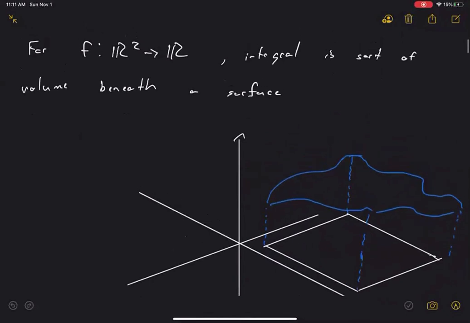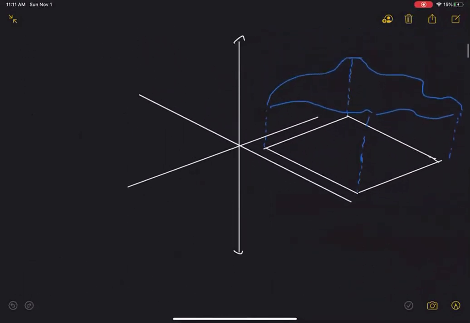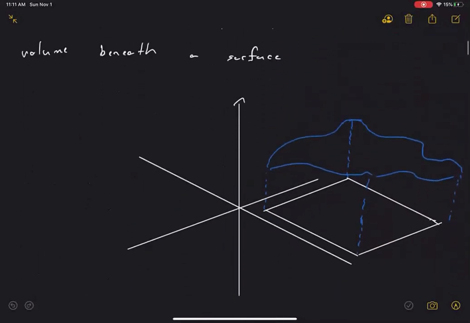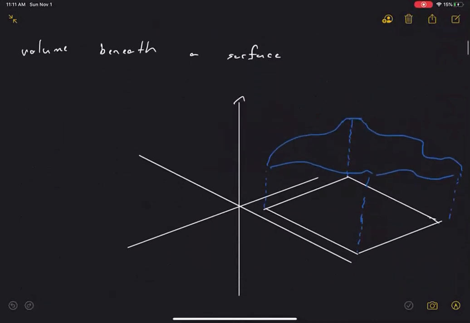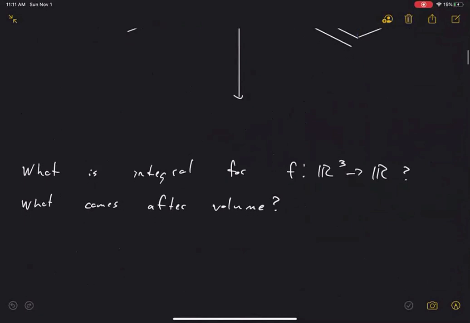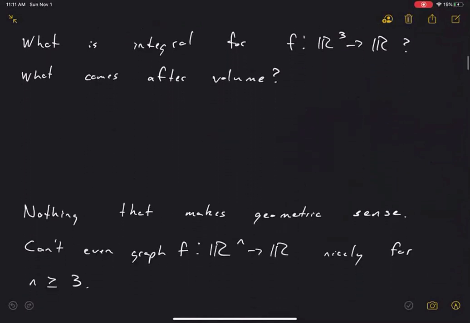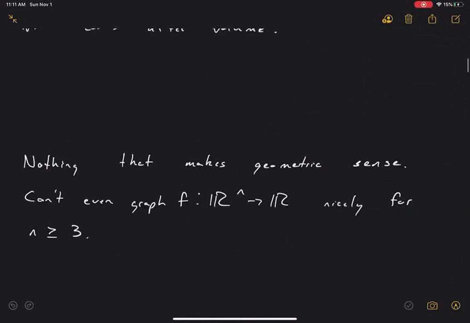So what happens if we want to do an integral over a 3-dimensional region? If an integral over 1 dimension gives us area, and an integral over 2 dimensions gives us volume, what are we going to get from an integral over a 3-dimensional domain? It's not going to be anything that makes real geometric sense, not anything we can relate to the real world. And we can't even graph it very well.